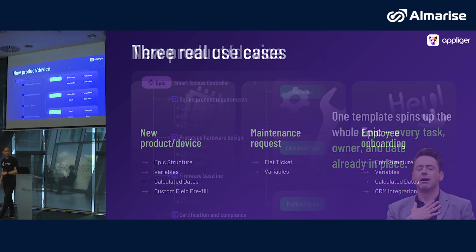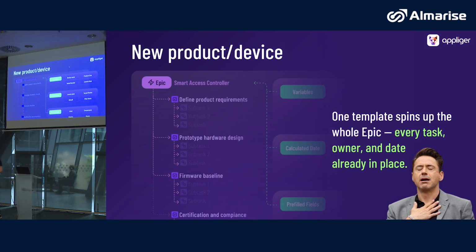So the first process is new product and device. This is a complex, highly difficult process to manage manually, like defining product requirements, production, prototype, hardware design, and firmware design. There are three components.